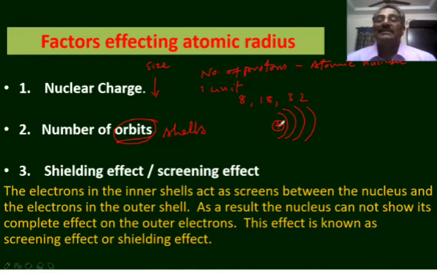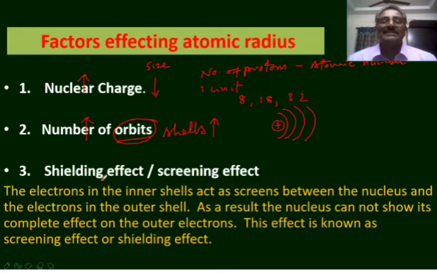As a result, the size of the atom increases. Because of the addition of more and more shells, the size of the atom increases. So, increase in number of shells causes increase in the atomic size. Increase in nuclear charge causes decrease in atomic size. Increase in number of shells causes increase in the atomic size.